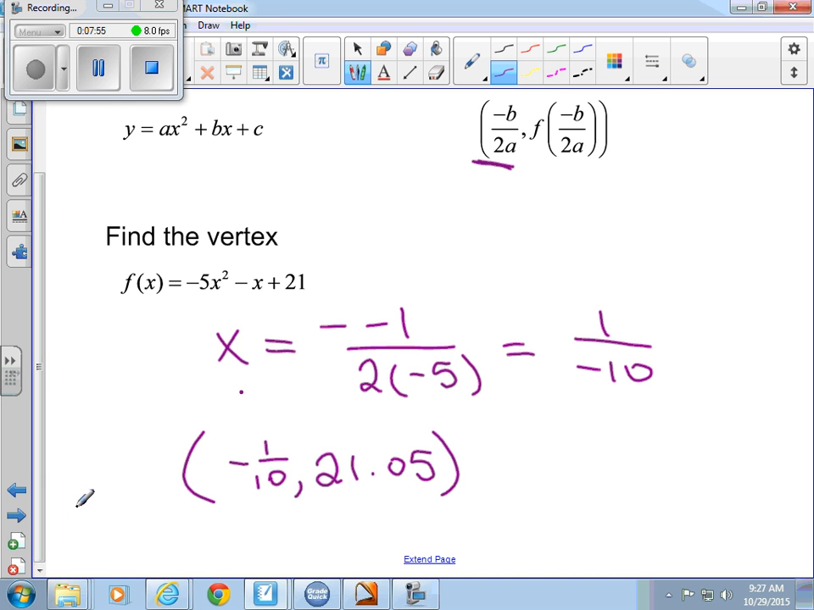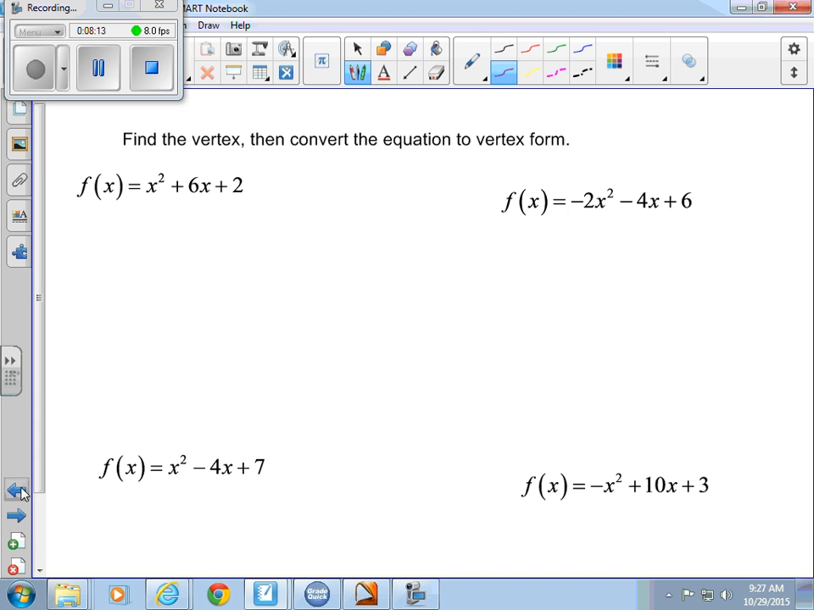Now this problem didn't ask me to do it, but just to let you know what this opens up. Could I now write this equation in vertex form? I know the vertex, I know a is -5. I could write this equation in vertex form if I wanted to. We'll probably do that in a minute. Find the vertex and then convert to vertex form. So step 1 is find the vertex, and then we will just rewrite using vertex form.